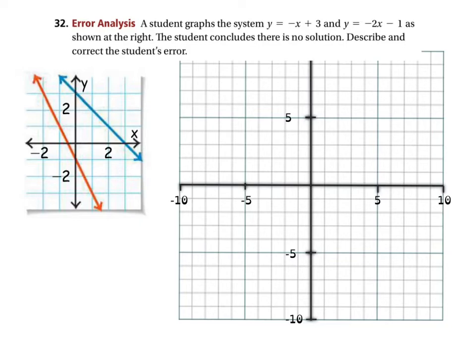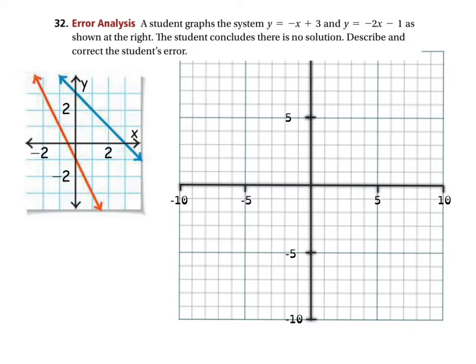Well, the student's error is obviously that the graph is not big enough. Look, if you follow this line up far enough, they're going to cross. They're just going to cross up here somewhere. This person did not make a big enough graph, but that doesn't mean they don't cross. In fact, you know that they will have a solution because they don't have the exact same slope. If they had the exact same slope, they wouldn't cross, but they don't.